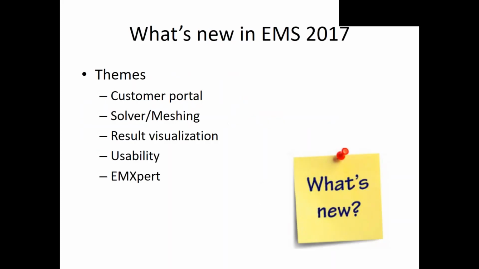Okay, let's look at what's new in EMS 2017. We're going to start with the themes. We'll start with the customer portal, where we made some great enhancements, and we're going to enumerate some of them. Then we're going to look at solver and meshing technology. We're going to look at result visualization. We're going to look at usability items, and finally, our newest product in the family of EMWorks is EMXpert.